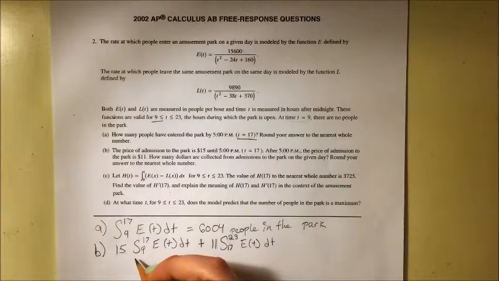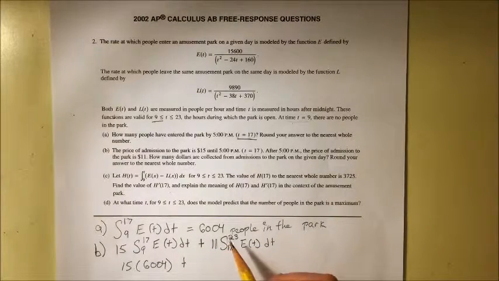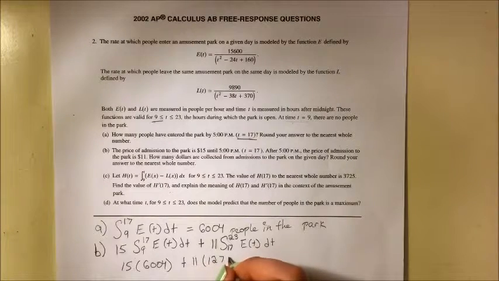Now we already know the value of the first integral since we found it in part A, so we can simply write 15 times 6004. Then you can go back to the calculator and, using the same method we did in part A, evaluate this integral. Doing so gives us the value of 1,271.